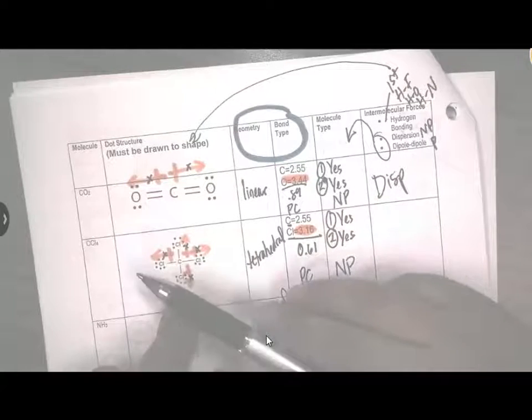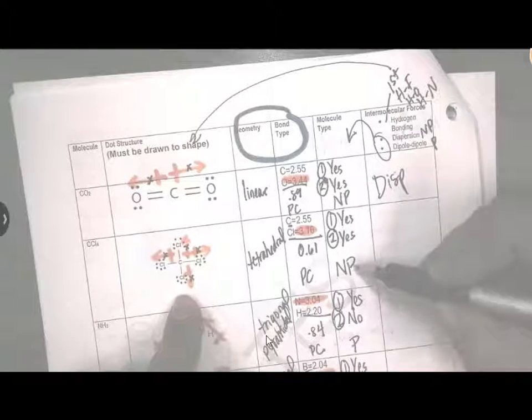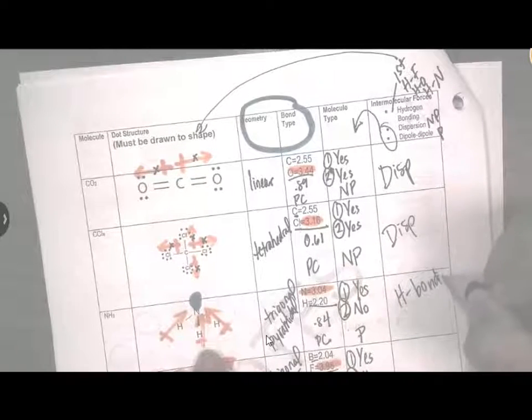Over here, now, first check, does it have HO, HF, HN? No. So then I look at this column here, nonpolar, dispersion. Here, check, does it have HF, HO, HN? Has HN. HN means that it is going to be hydrogen bonding, and you can shorthand that H bonding.